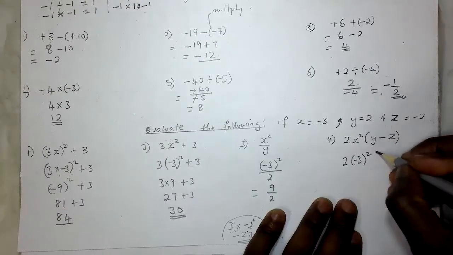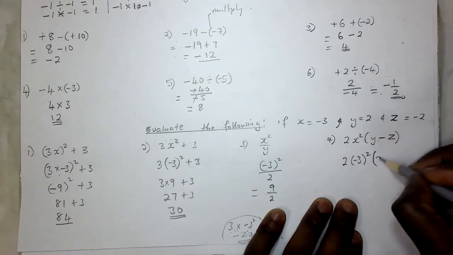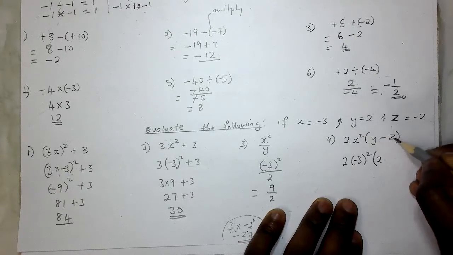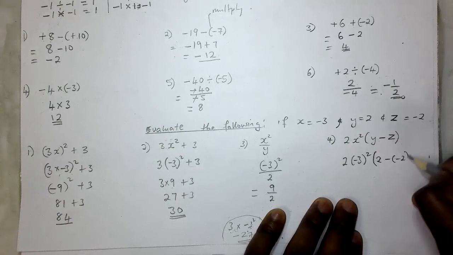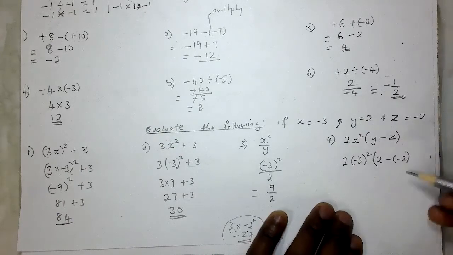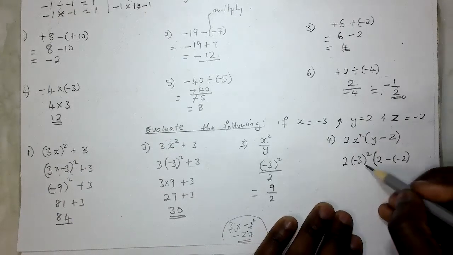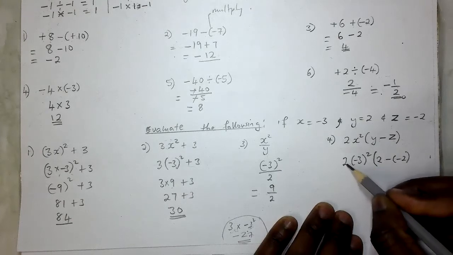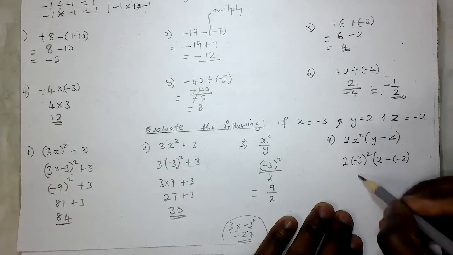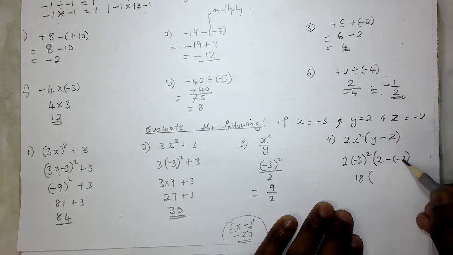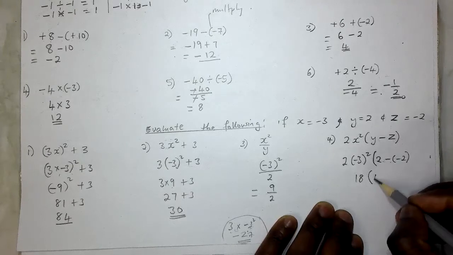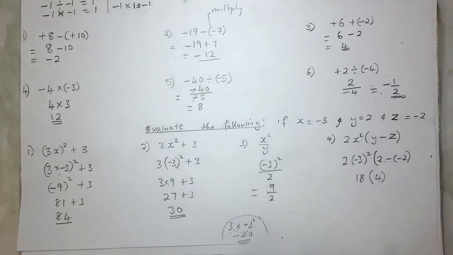Now, in the bracket, what do we have? Y is 2. What about z? Minus 2. So where there is a negative, please don't forget to put the bracket. Then what are we going to have outside here? 2 times 3 squared, 9, is going to give us 18. In the bracket, 2 plus 2, because we have negative times negative, we're going to have 4. Now 18 times 4, what do we get?